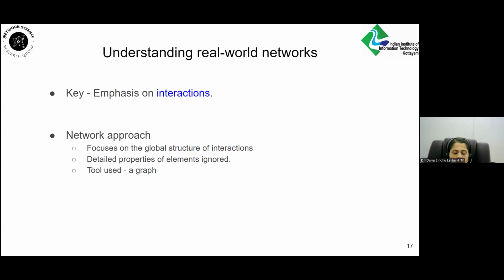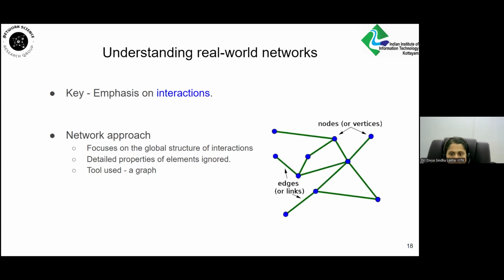We are not interested in that. We just want to know which political party it represents and what is the relation to other posts. So the global structure is the only thing we are interested in. We are ignoring the details of the individual elements. So how this global structure has a particular behavior, or how this could be studied, for that purpose we could make use of a graph, or basically graph theory.